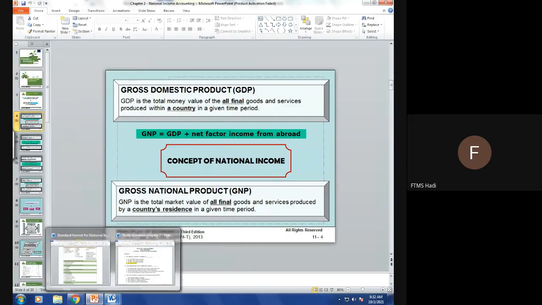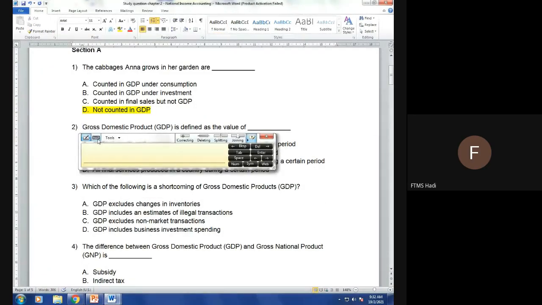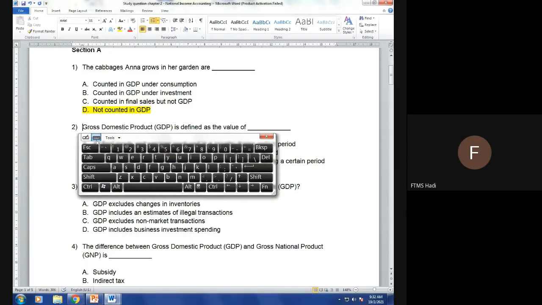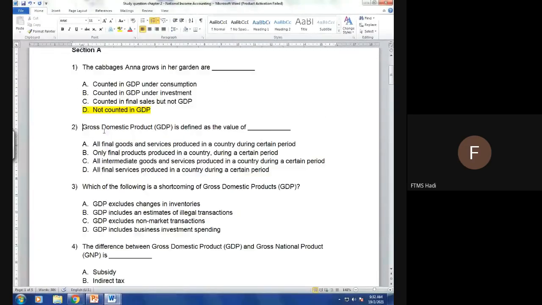Okay, the second one. Gross domestic product is defined as the value of GDP. So let's have a look at the answers. All final goods and services produced in the country during a certain period. Only final products is not. All intermediates. Intermediates means that half siap, half ready, half made.